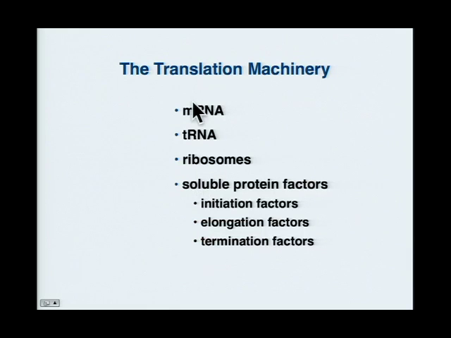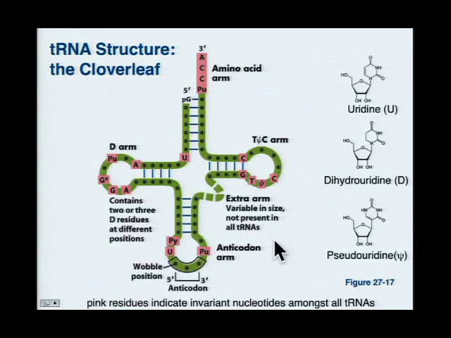Let's set the stage. So you have mRNA molecules, tRNA molecules, ribosomes, and then a just amazing assortment of different soluble protein factors that are helping to provide specificity, to provide mechanical forces to push the message along, and to also activate the tRNA molecules. Okay, and so we have initiation factors, elongation factors, and termination factors.